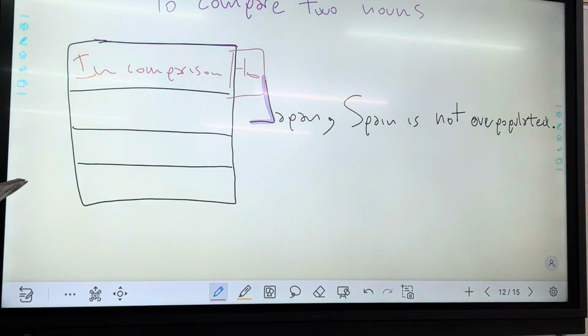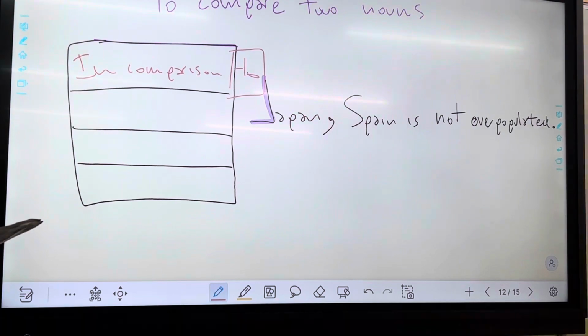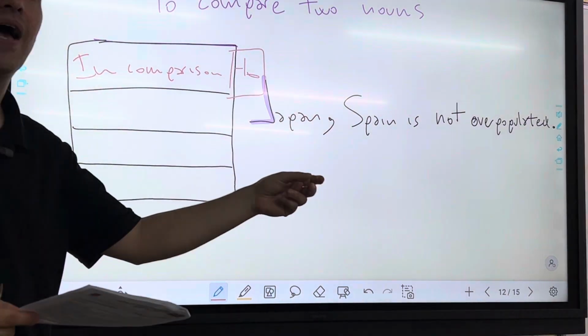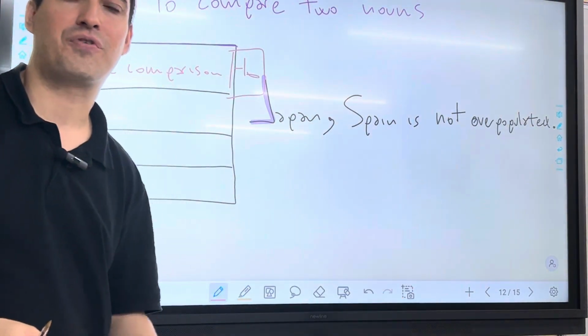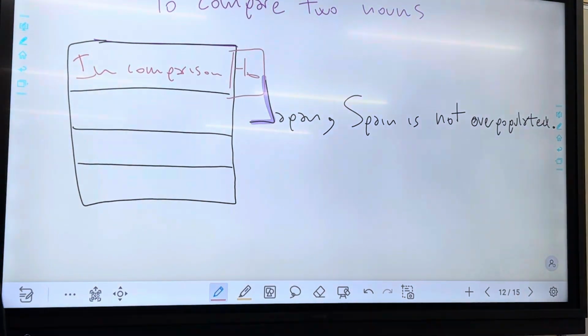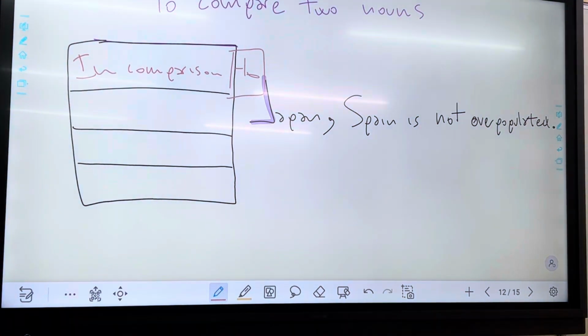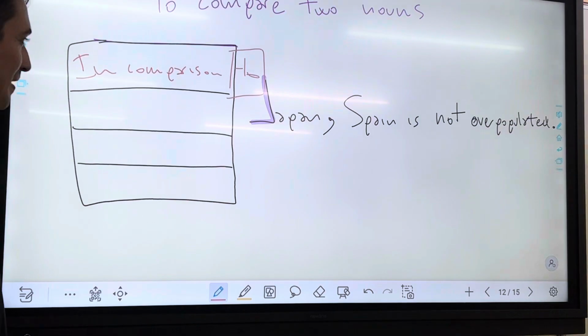Okay, that would be another example. We could say, Spain and Japan differ in that. That would be a different structure. I will explain that later.